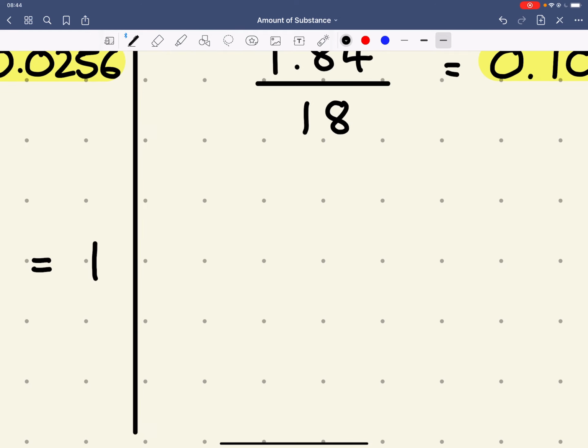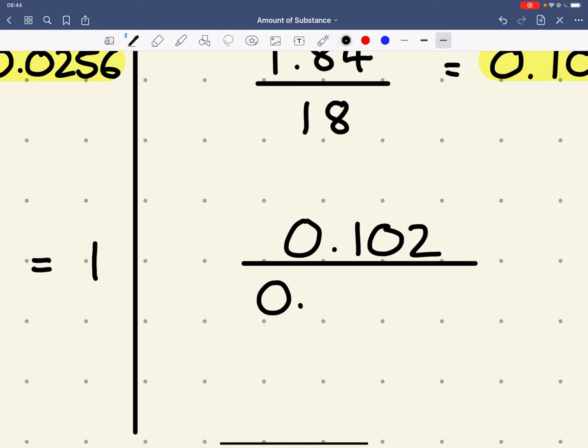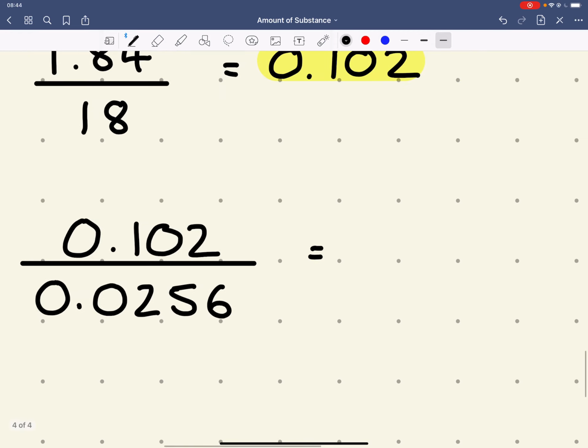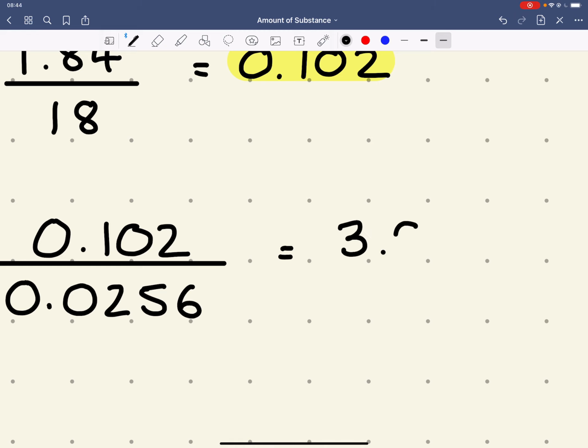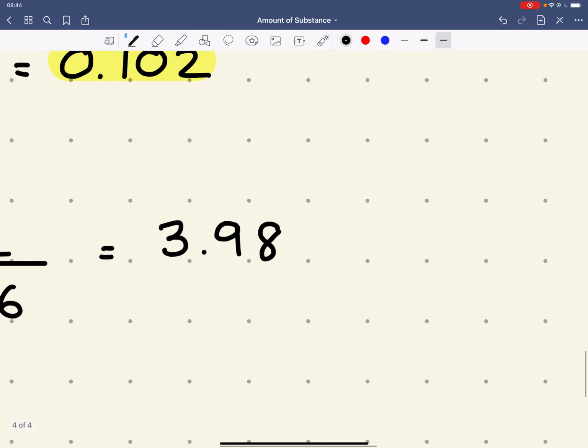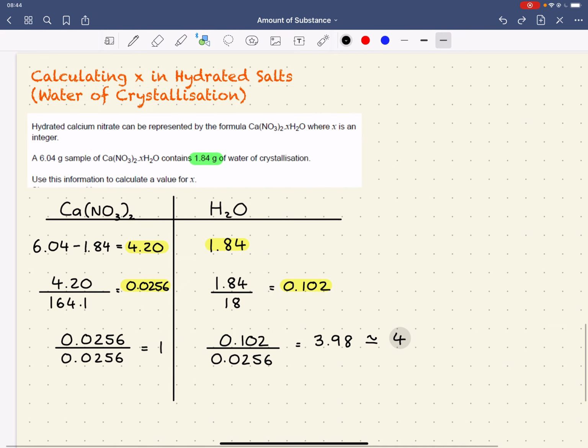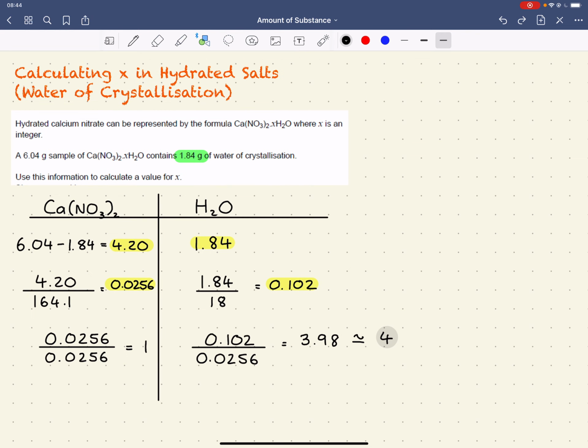Then we do 0.102 divided by 0.0256, and that gives me, I think it's just a smidgen under 4, it's 3.98, and we can say that is near enough 4, where X equals 4. And that's how you do calculations working out X in hydrated salts.